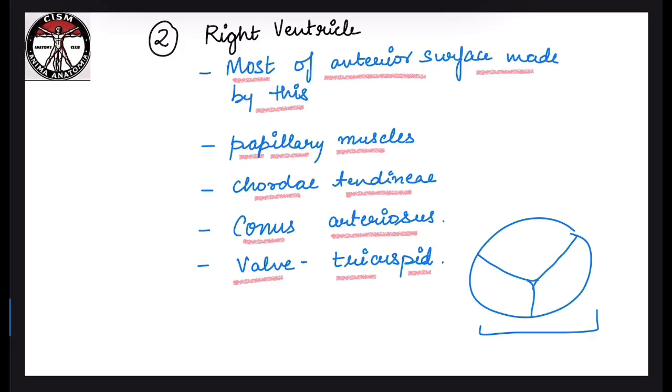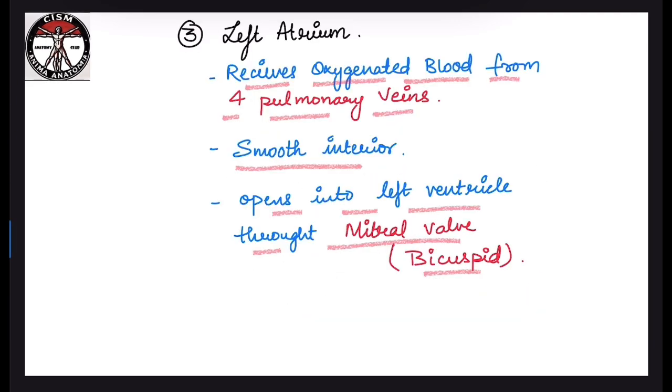Now we will discuss the valve of this right ventricle, which is the tricuspid valve, which is in between the right atrium and the right ventricle. So guys, we will follow up to the next topic, which is the left atrium.